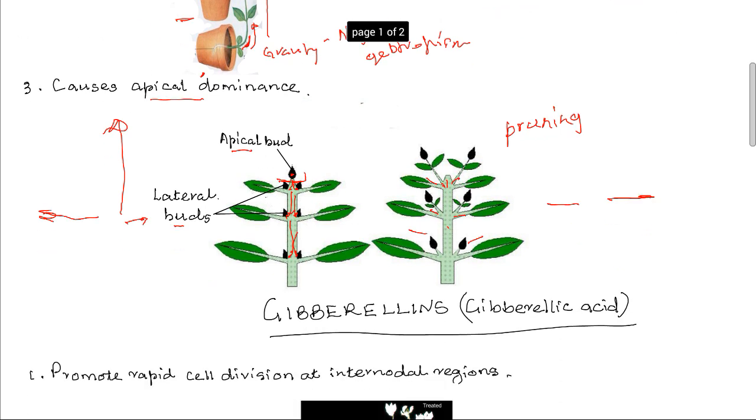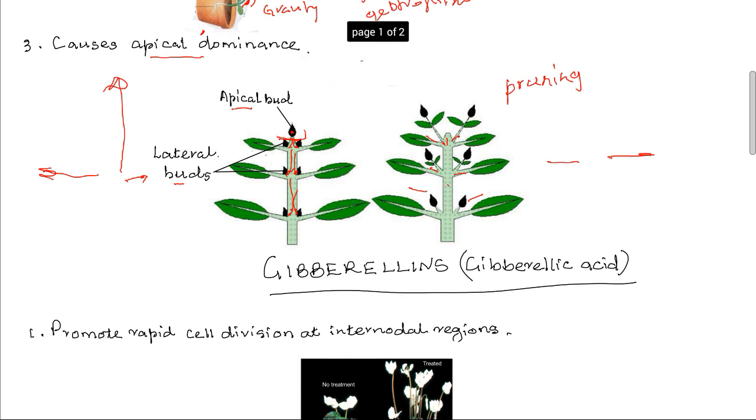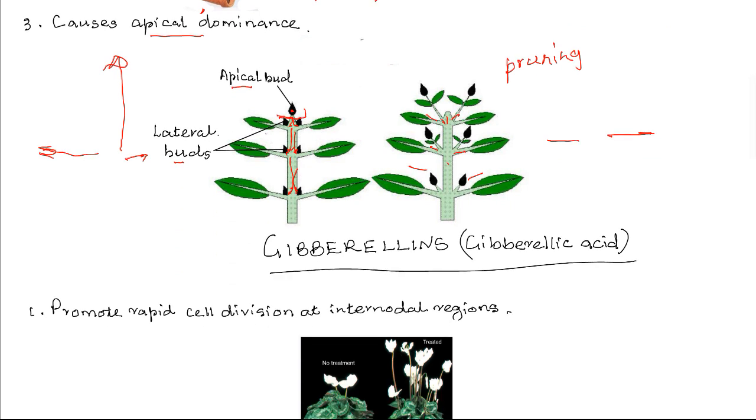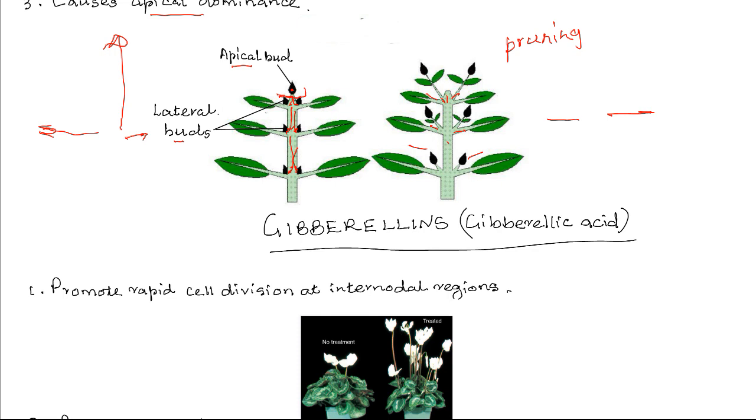Now, the second plant hormone that encourages growth are the gibberellins or gibberellic acid. Just like the auxins, gibberellins are a group of closely related chemical substances that exert the same effect on plant growth and development.